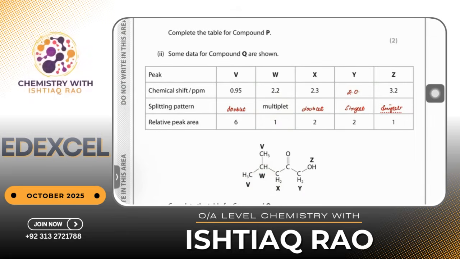And V has a total of 6 hydrogen atoms, so the relative peak area would be 6. And for these two CH3 groups, the neighbor has only one hydrogen atom. So I would be getting a doublet, 1 plus 1. So that's why I have mentioned that this is a doublet.